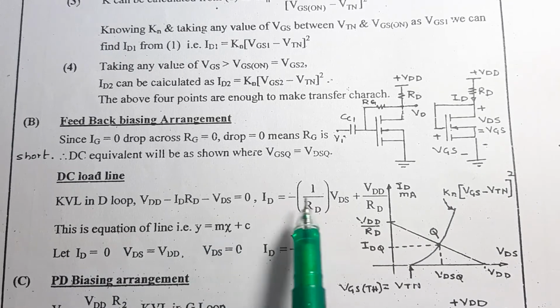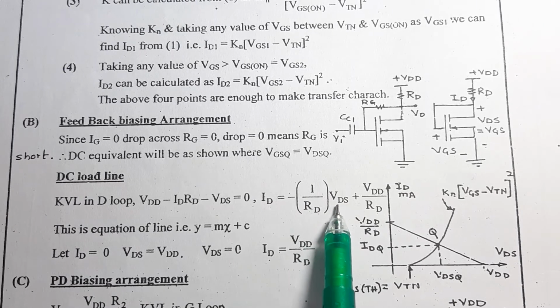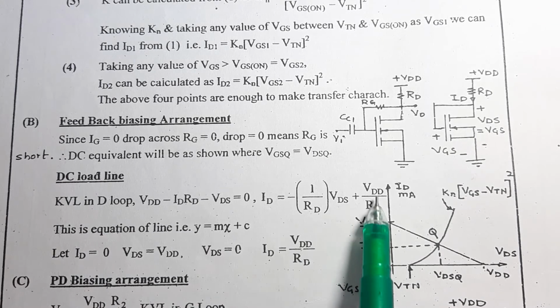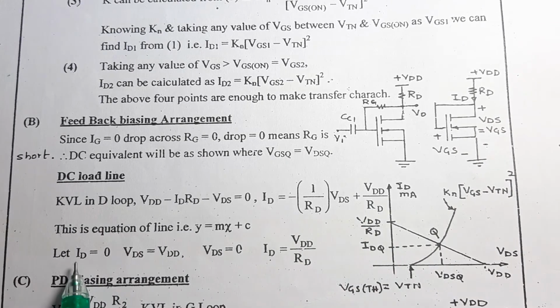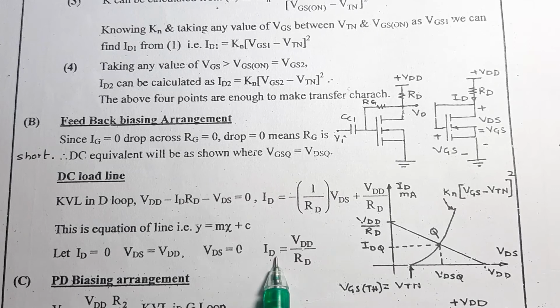y equals mx plus c, where y is the current on the y axis. The x axis has the output characteristic, that is the drain current, and VDD by RD is a constant over here. Now, first let your y coordinate be 0 and you get your x coordinate. Let your x coordinate be 0 and we get the y coordinate.